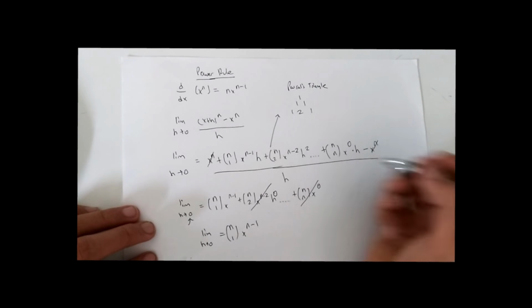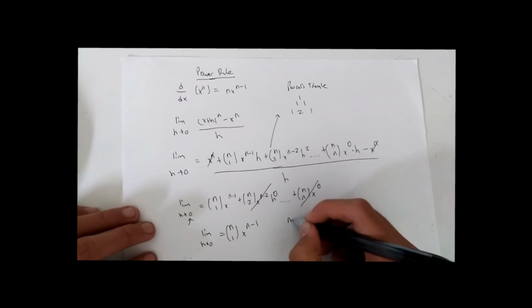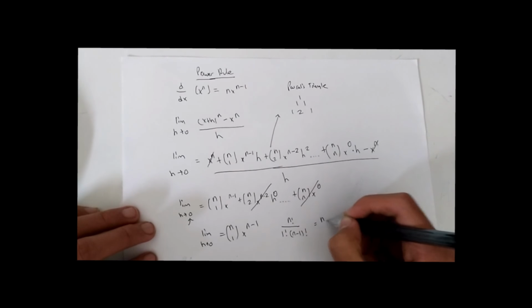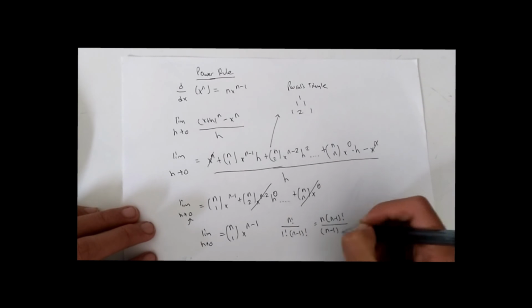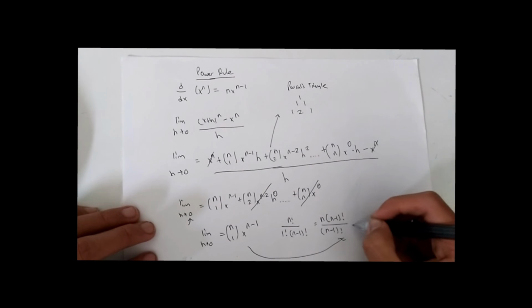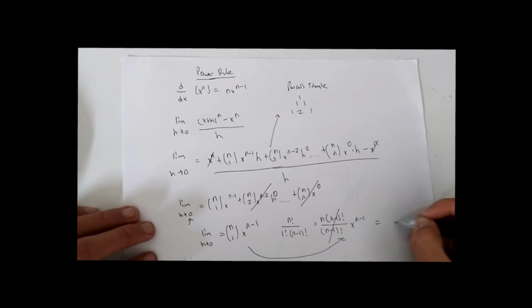N choose 1 is the same thing as n factorial over 1 factorial times n minus 1 factorial, which can be factored out to become n times n minus 1 factorial over n minus 1 factorial times x to the power of n minus 1. Once you cross these out, you get n times x to the power of n minus 1, which is the power rule.